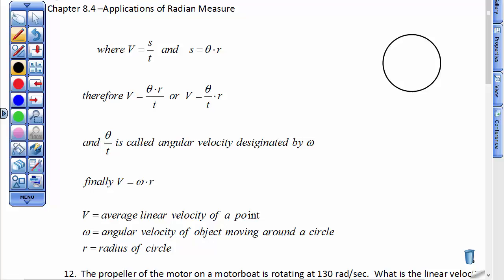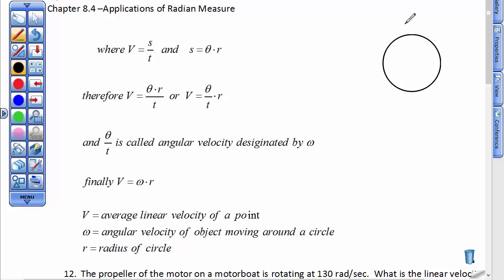I'd like to now share some applications of radian measure. I find them to be quite interesting myself. What I'd like to do before I help you understand all of the formulas here and the conversions to this final formula is put it in context for you.